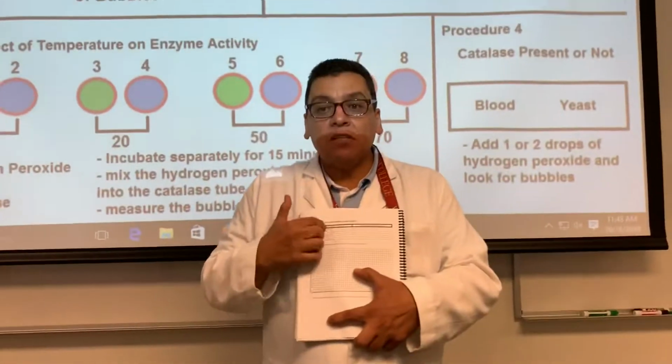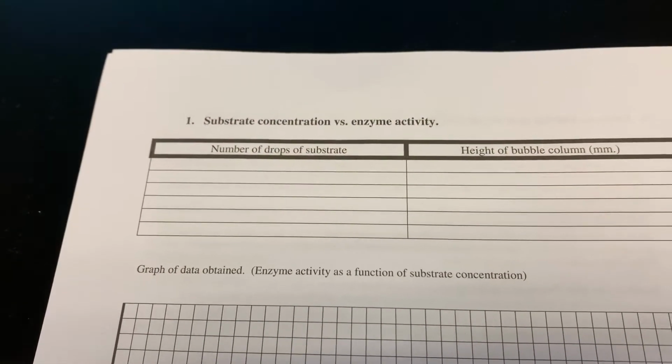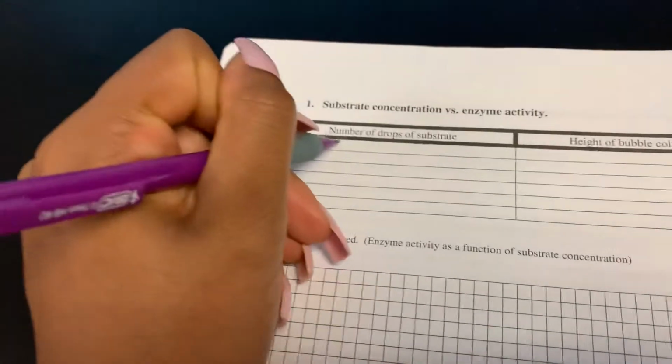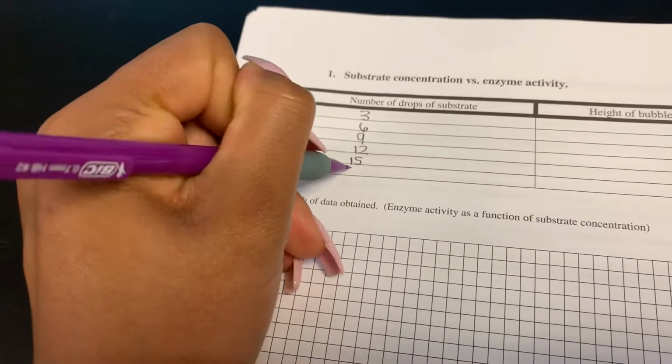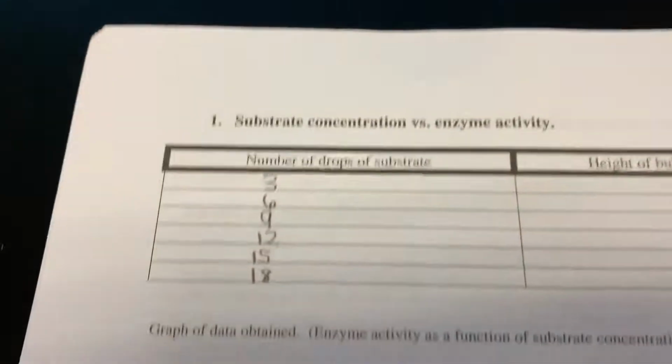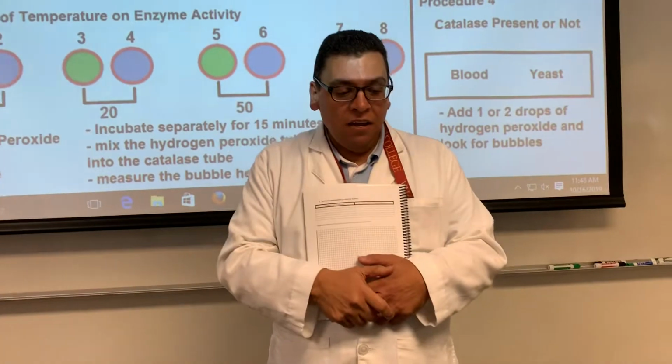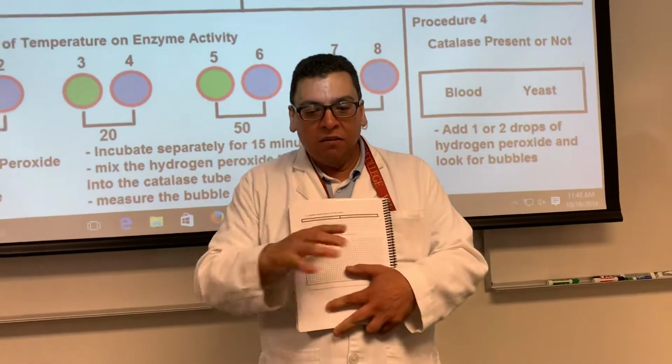On the first column, it says number of drops. You're going to write 3, 6, 9, 12, 15, 18, like that, down the column. 3, 6, 9, 12, 15, 18. It increases by 3.